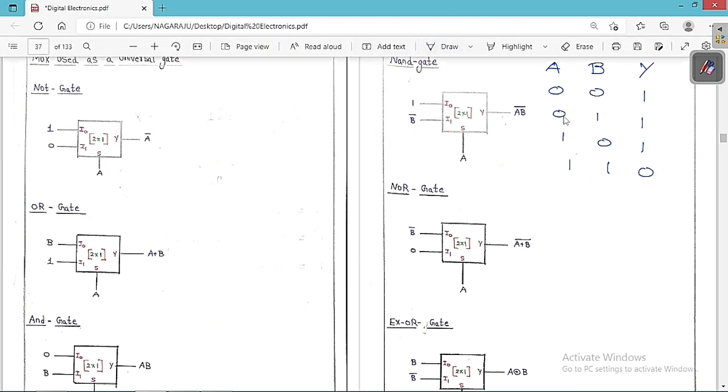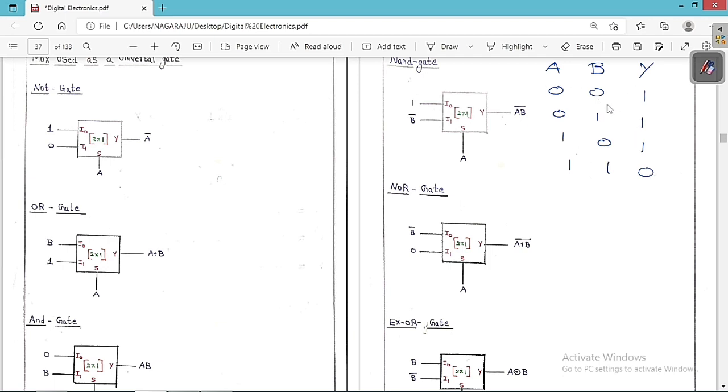Now I want to implement the NAND gate with the help of a 2+1 mux. Same thing here: A, B and Y. I am going to write the truth table for the NAND gate. For 0, 0, we get 1. For 0, 1, we get 1. For 1, 0, we get 1. For 1, 1, we get 0. So this is the truth table for a NAND gate.